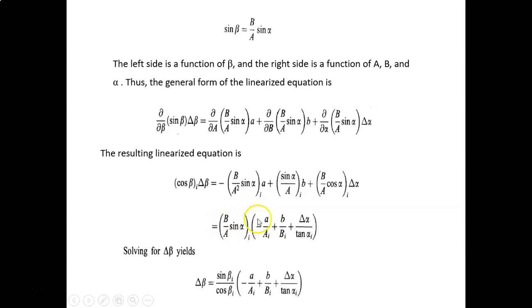This B upon A into sin alpha is replaced by sin beta, because our main equation is sin beta is equal to B upon A sin alpha. Therefore, this B upon A sin alpha is replaced by sin beta I divided by this cos beta I, into this bracket which will remain as it is, that is minus small a upon A I plus small b upon B I plus delta alpha divided by tan of alpha I. Therefore, we will find out the values of small a, small b, delta alpha. Already I think they have given.